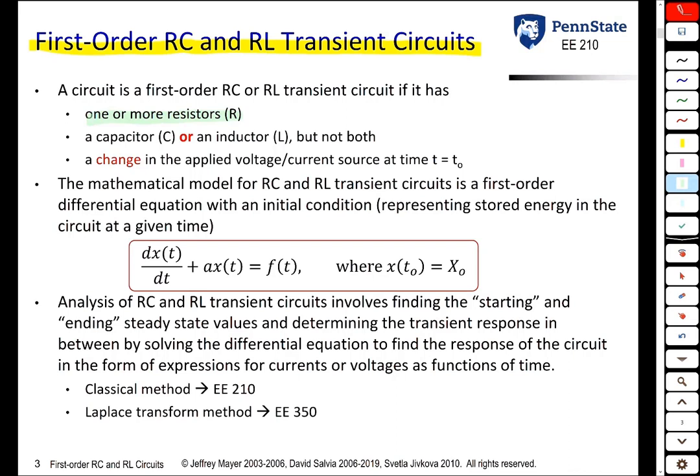The second thing you need is a single capacitor or an inductor, but absolutely not both. If you have a capacitor, you're going to have what's called an RC circuit. If you have an inductor, you're going to have what's called an RL circuit. The third thing that you need is a change at time t0. You either need the source to disappear, you need a source to turn on, you need the source to change, you need to add a resistor, you need to remove a resistor, something. You need some change in the circuit at some time t0. Otherwise, you're just going to have a DC steady state circuit.